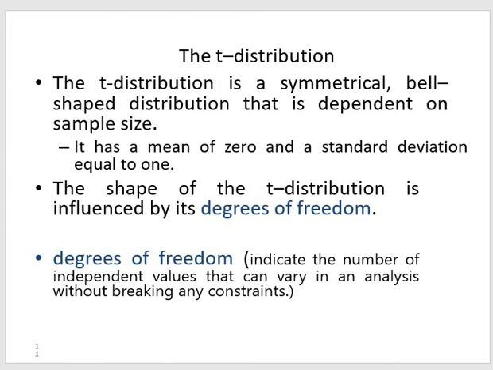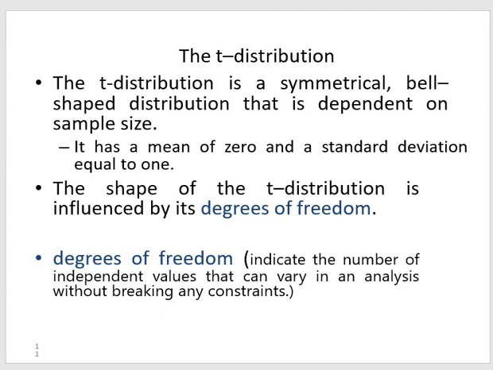A T-distribution is a symmetric, bell-shaped distribution that is dependent on sample size. The bigger the sample size, the bigger the bell shape is going to be. It has a mean of 0, which is the average of the data samples, and a standard deviation equal to 1.